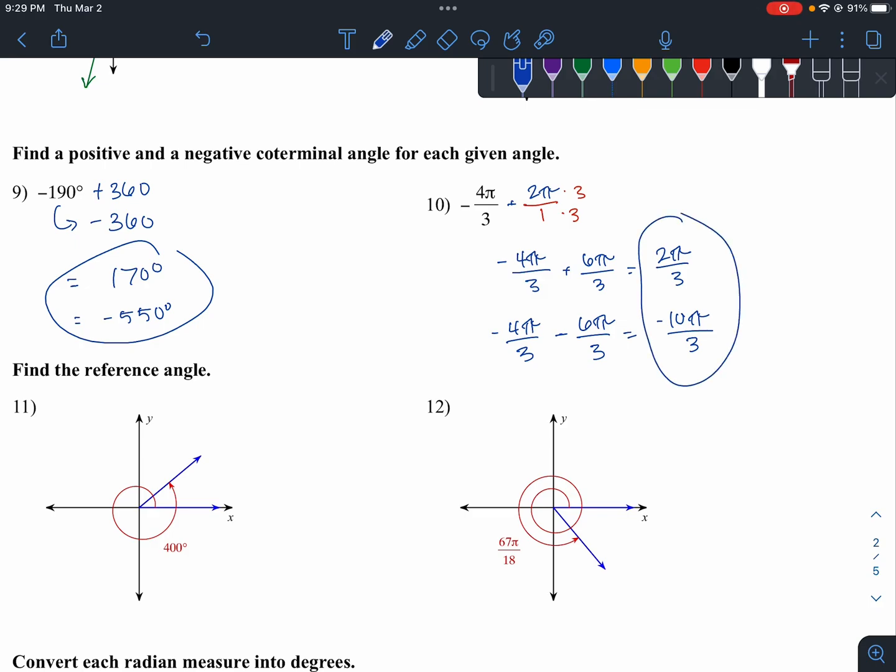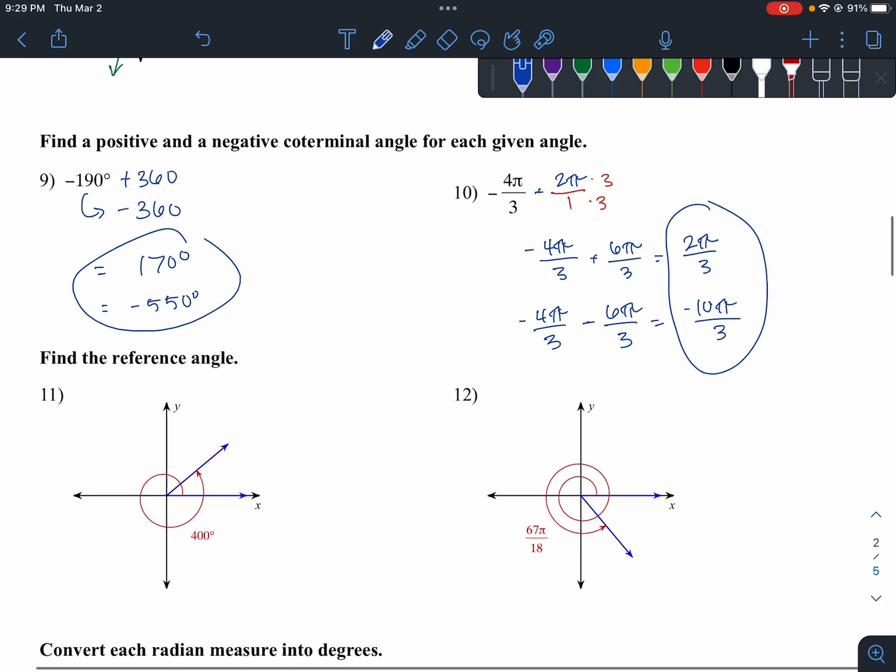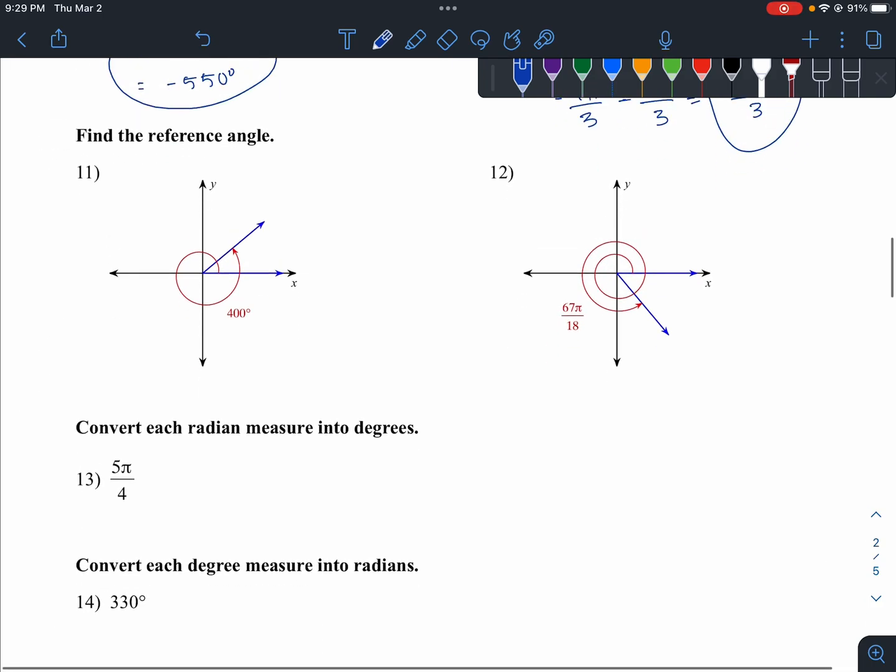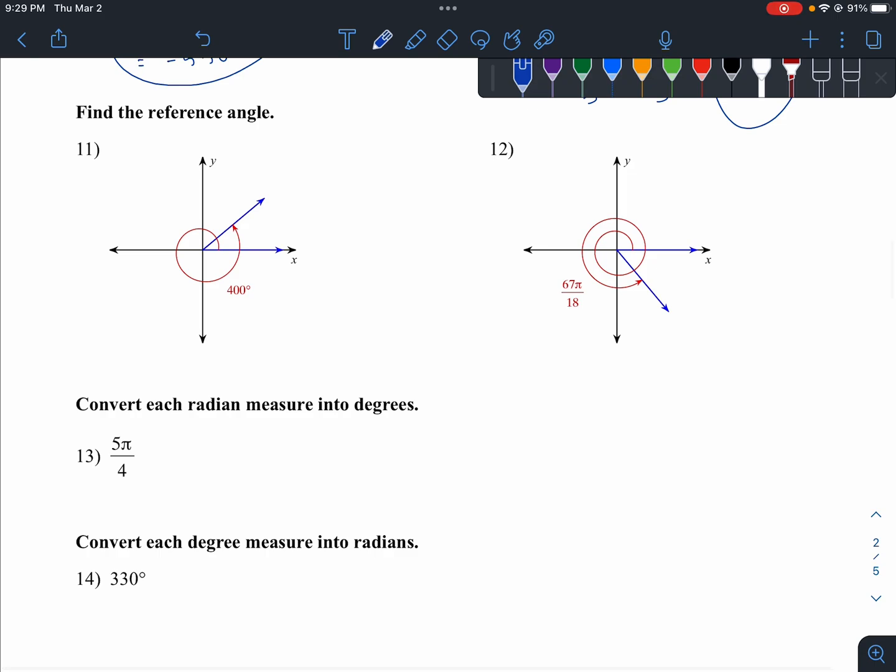Alright, so there's one positive and there's one negative. Here, find the reference angle. The reference angle using the terminal side is the angle measured to the closest x-axis. So that angle right there. And for 12 it'd be this angle right here.